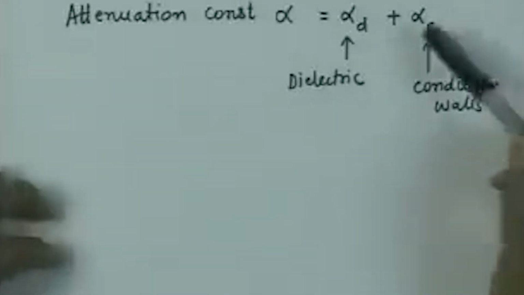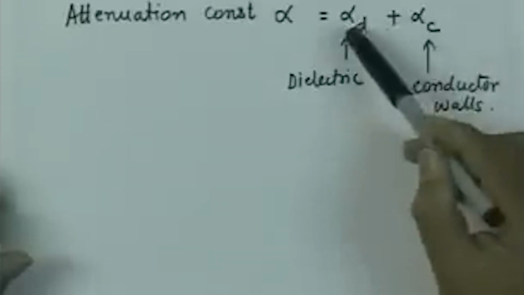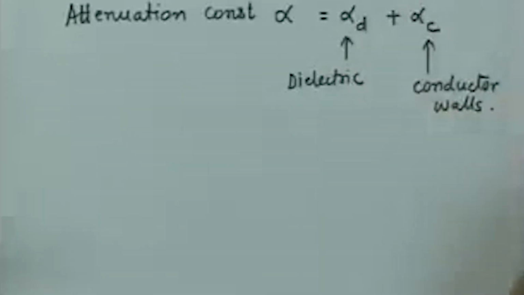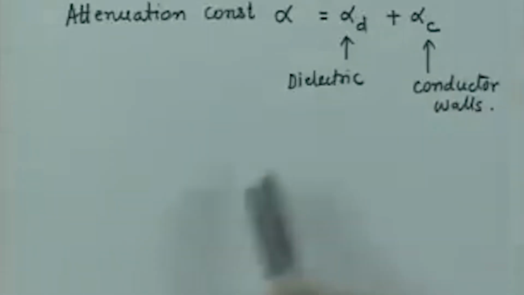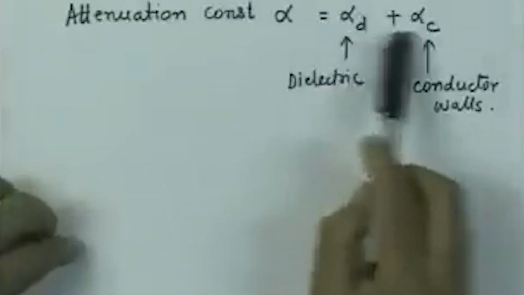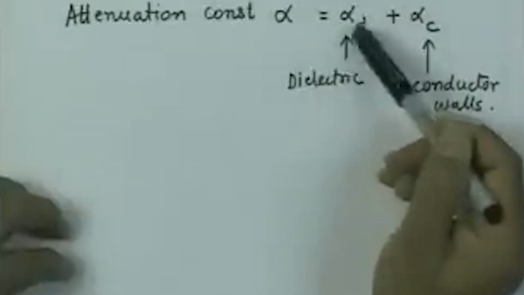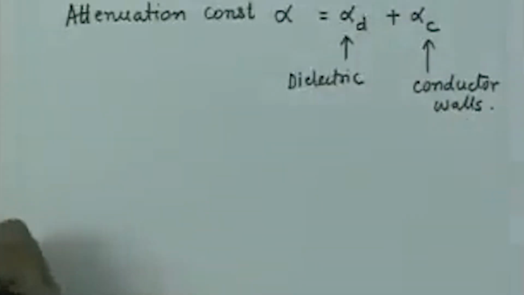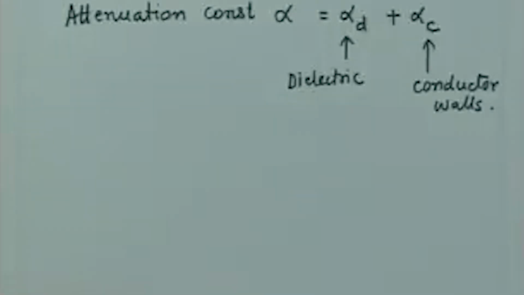So, as I mentioned, when I calculate alpha c, I assume alpha d is 0. When I calculate alpha d, that time I assume that the walls are ideal conductors, and then by calculating the two attenuation constants separately, I can calculate the total attenuation constant, which is the sum of these two attenuation constants. For calculation of alpha d, essentially we use the same approach as we did in case of transmission line. That means we calculate the propagation constant beta, and then from the dispersion relation simply replace the dielectric constant by the dielectric constant of the lossy medium.